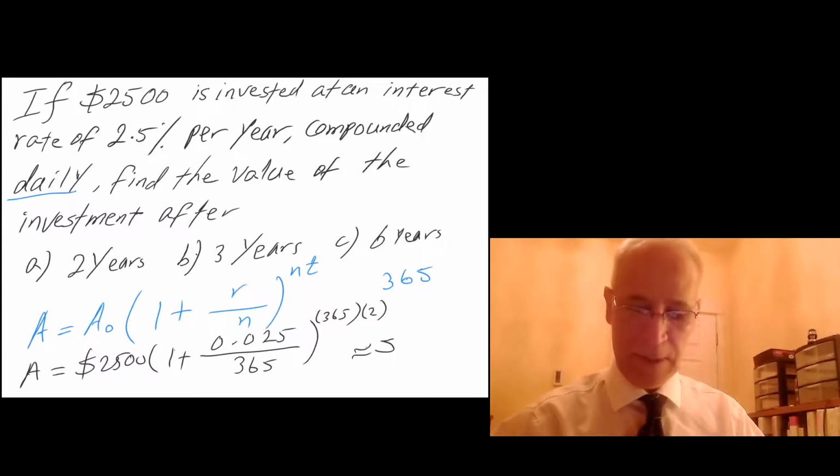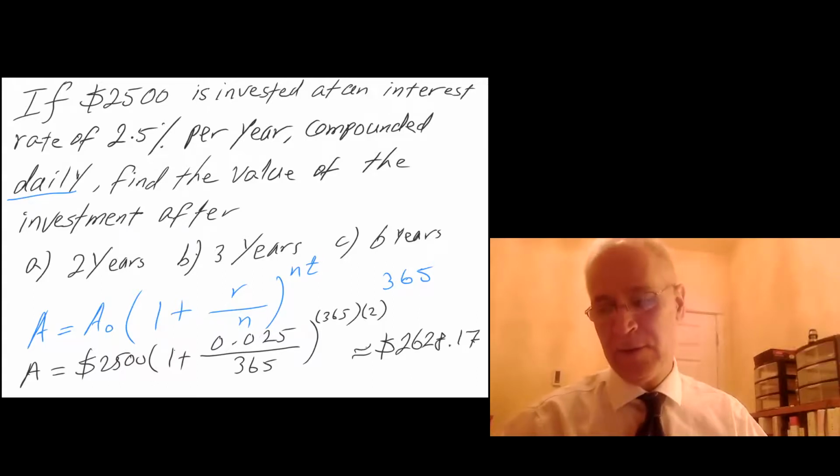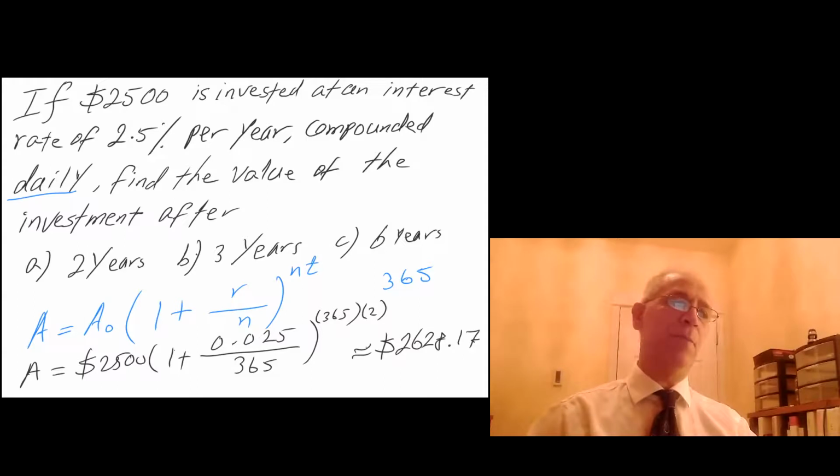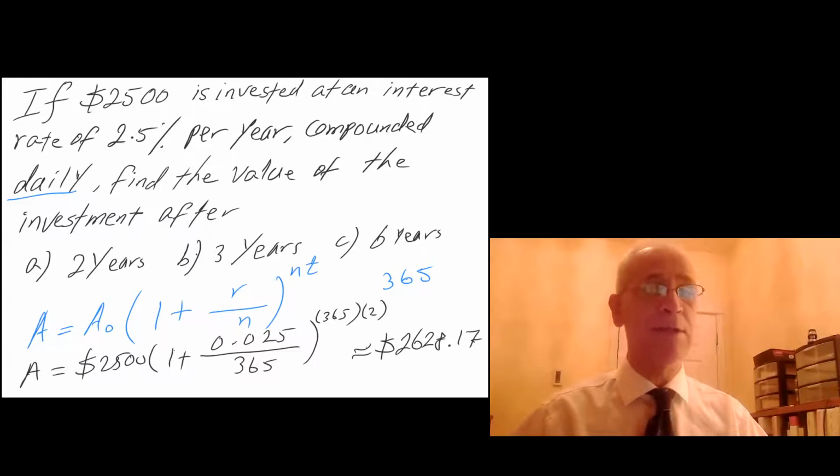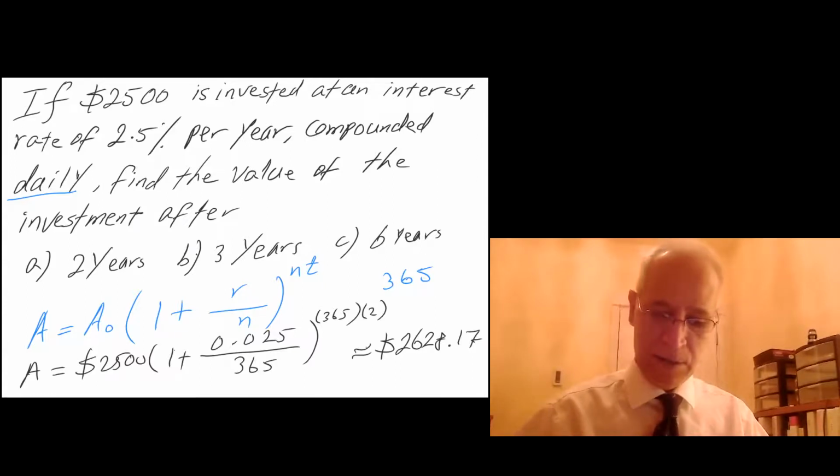That's going to give me, to the nearest penny, because we are talking about money, $2,628.17. So you are making a profit of $628.17 in 2 years. Now, let's say if you keep the same money for an additional year, 3 years, what happens to that?